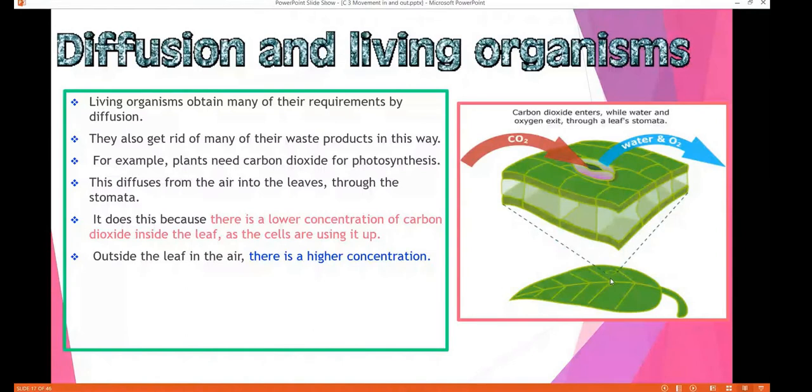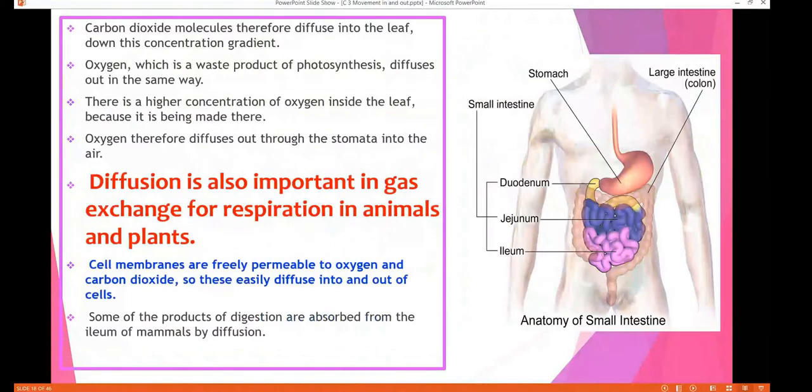The living organisms obtain many of their requirements by diffusion. They also get rid of many of their waste in this way. For example, plants need carbon dioxide for photosynthesis, and this diffuses from the air into the leaves through the stomata. It does this because there is a lower concentration of carbon dioxide inside the leaf than outside. So outside the leaf, there is a higher concentration, which helps the diffusion to take place. Similarly, whenever the oxygen diffuses out of the leaf after photosynthesis, there is a higher concentration of oxygen inside the leaf because it is being made there. Therefore, oxygen diffuses out through the stomata into the air. So that was about plants.